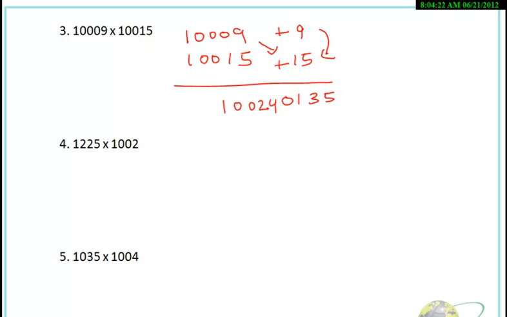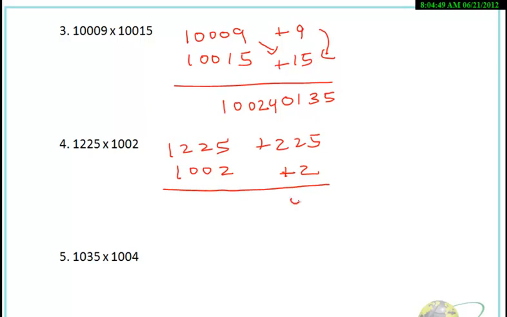The calculation is so simple, friends. Even your calculator will not be able to calculate accurately. Okay, let's begin with this question. 1225 into 1002. It is 225 more than 1000 and it is 2 more than 1000. So 225 into 2 is 450, and add them. So 1225 plus 2 is 1227. We are working faster than a calculator.